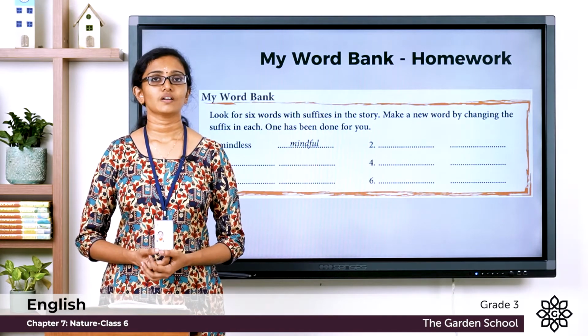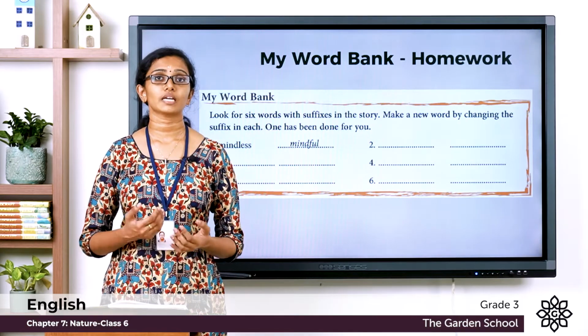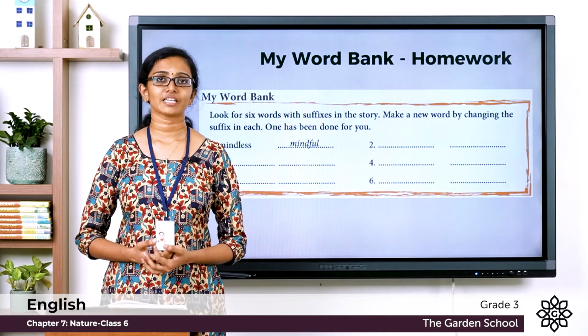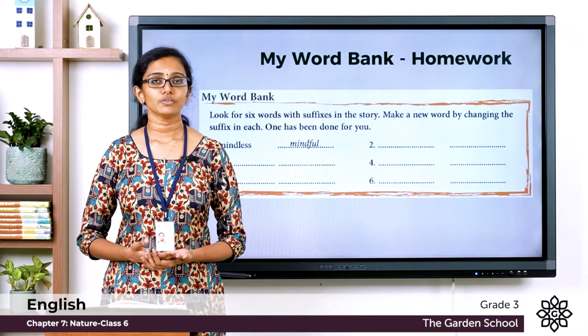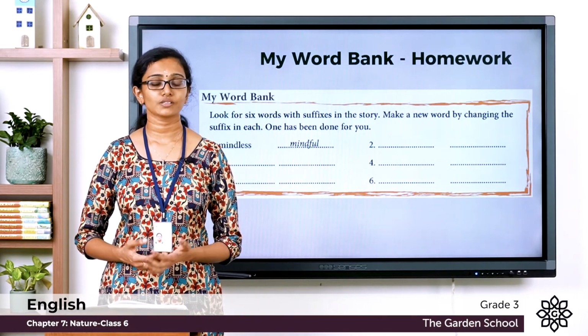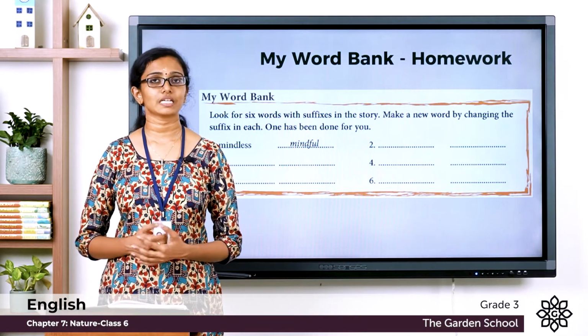So children, we have come to the end of the chapter Unity Strength and we have come to the end of our English reader. So hope you had a great time learning our English reader. So let me remind you, there is a digital content that comes along with this textbook which you can access using the token number given at the back side of your textbook. It will be very interesting.